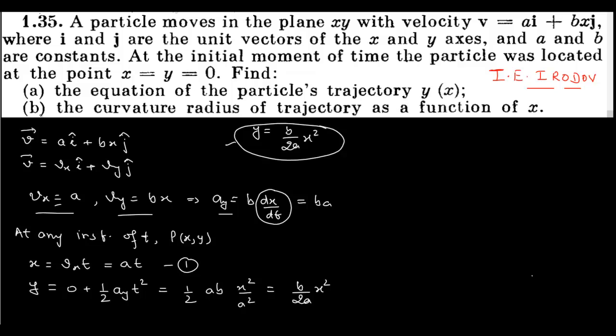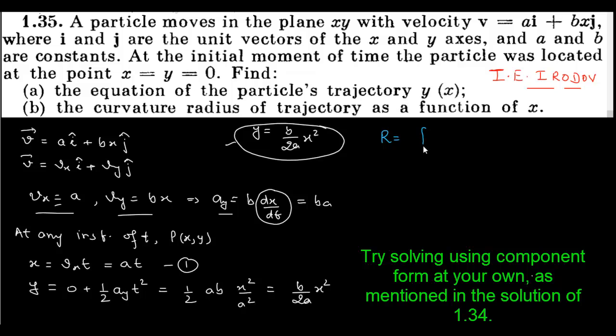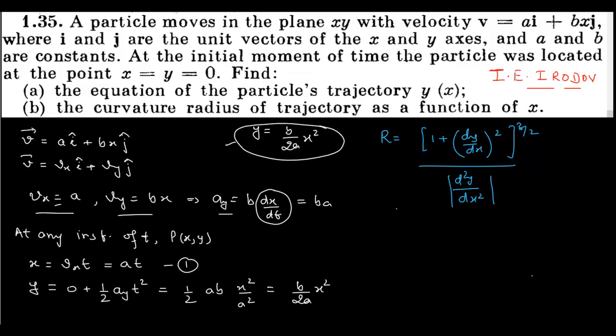Now for the second part b, in which we have to calculate the radius of curvature, and earlier I have also told you the formula for the radius of curvature: r is equal to 1 plus dy by dx whole square, and this complete raised to the power 3 by 2, divided by the modulus of the double derivative of y with respect to x. Now in order to calculate this, we need dy by dx.